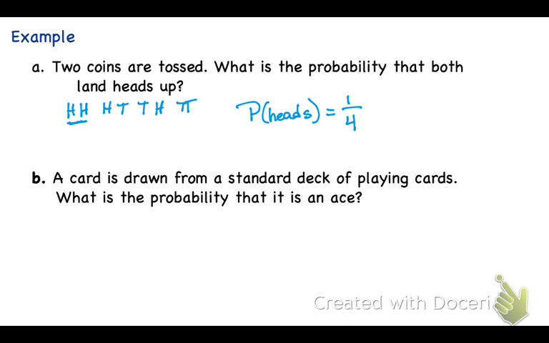I think you guys probably could have done this without me telling you, right? A card is drawn from a standard deck of playing cards. What is the probability that it is an ace? So P of ace. How many aces are in a deck? 4. How many cards are in a deck? 52. So 1/13. You also could have done it just, well, there's 1 in each suit, right?